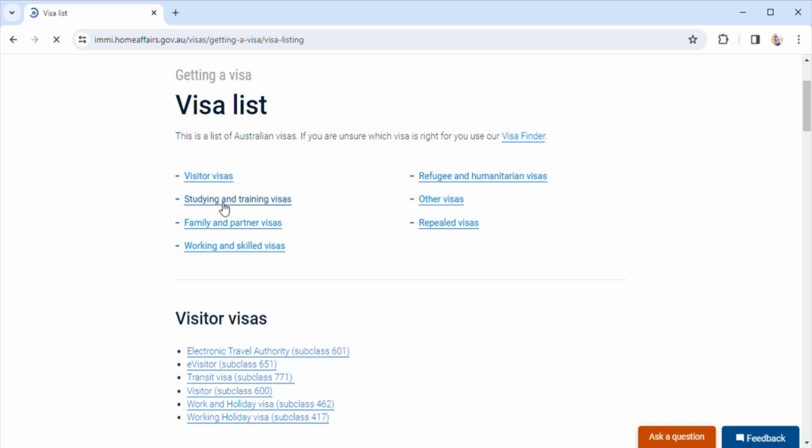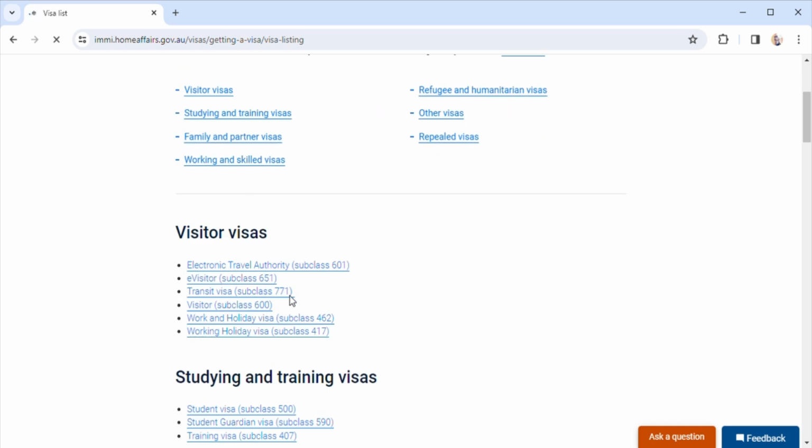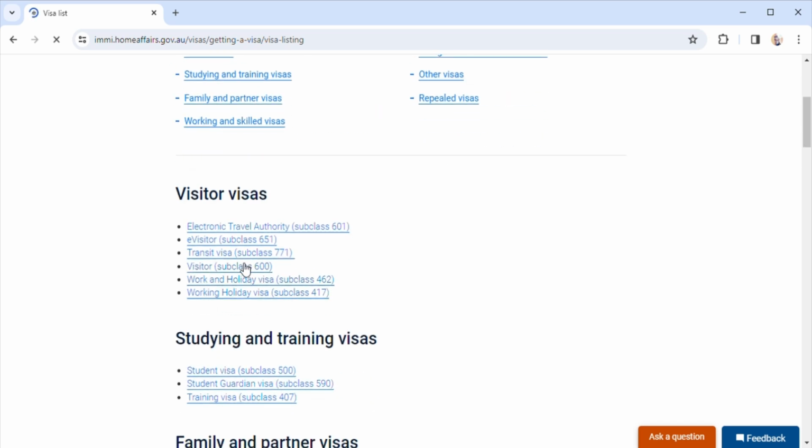For us, we shall go for the visitor visa, subclass 600. This is what you will go for. Sometimes it is called a tourist visa or visitor visa. This is the visa you will go for, subclass 600. For those who are going to apply, like attending conferences, going for business, or visiting family, everything is in this visa here.